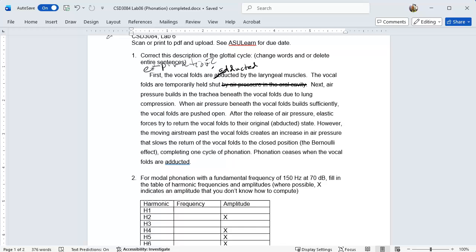Air pressure does build in the trachea beneath the vocal folds due to lung compression. That's part of that expiration that's happening. When that air pressure builds sufficiently, the vocal folds are pushed open. That is also true. After the release of air pressure, elastic forces try to return the vocal folds to their original, once again, adducted state.